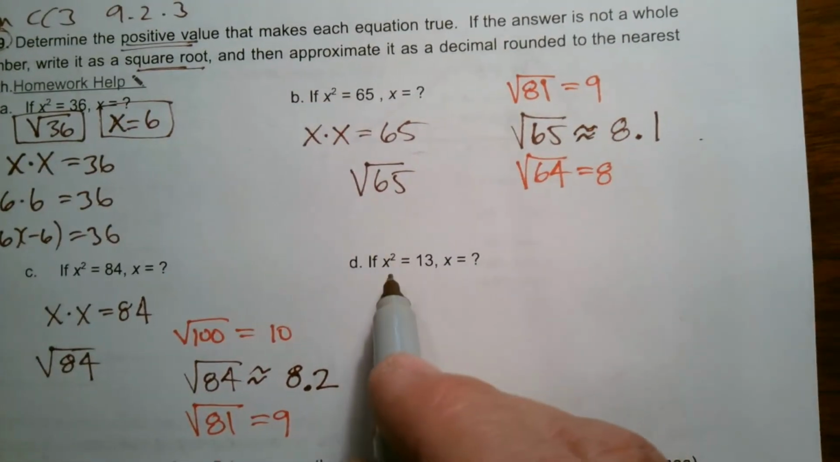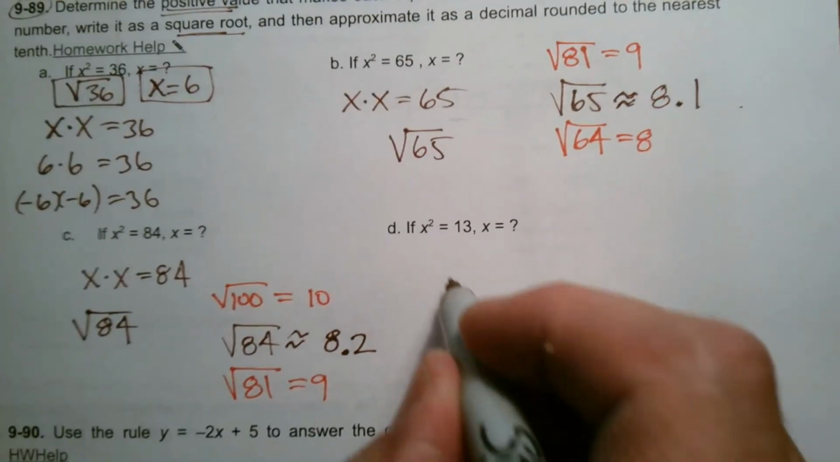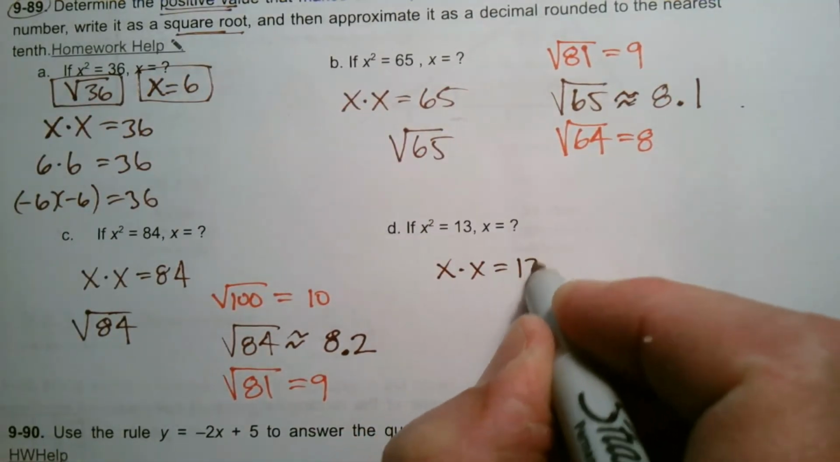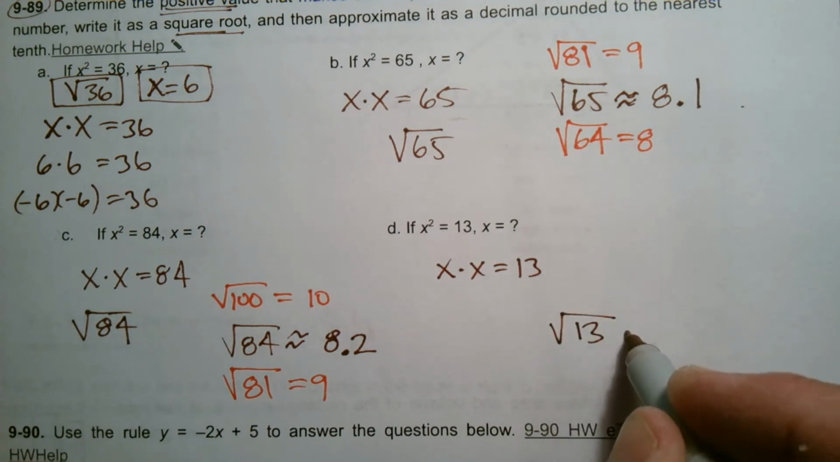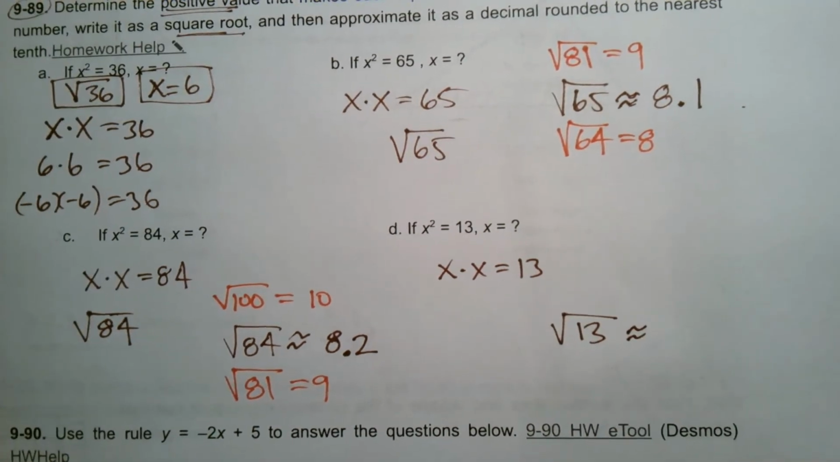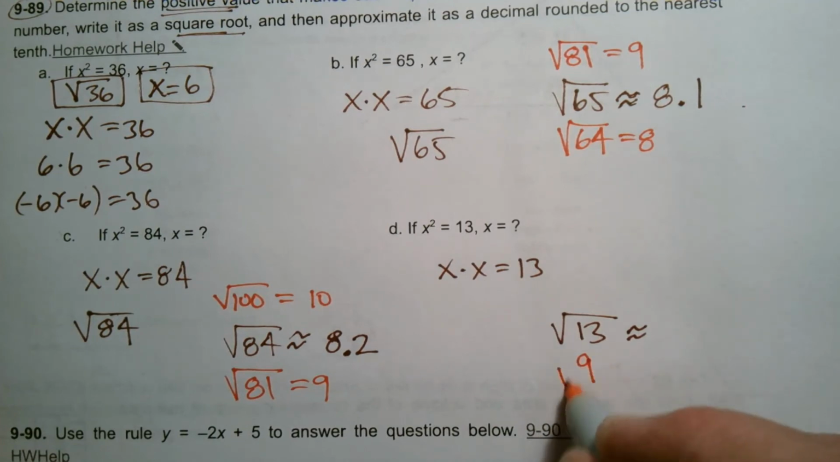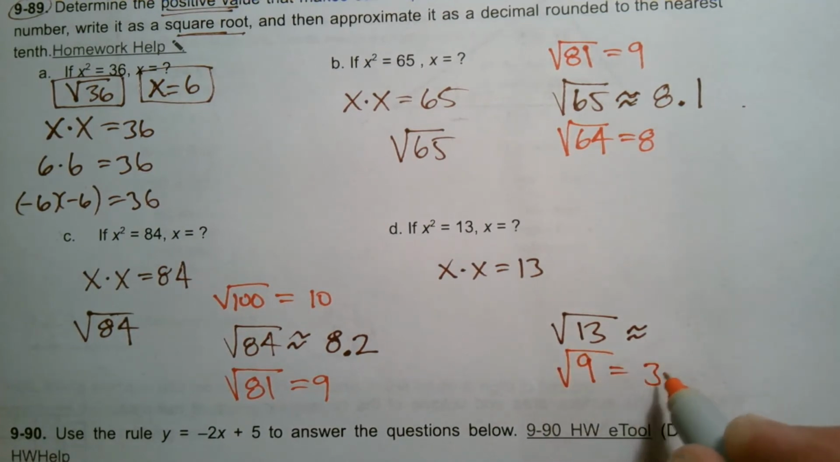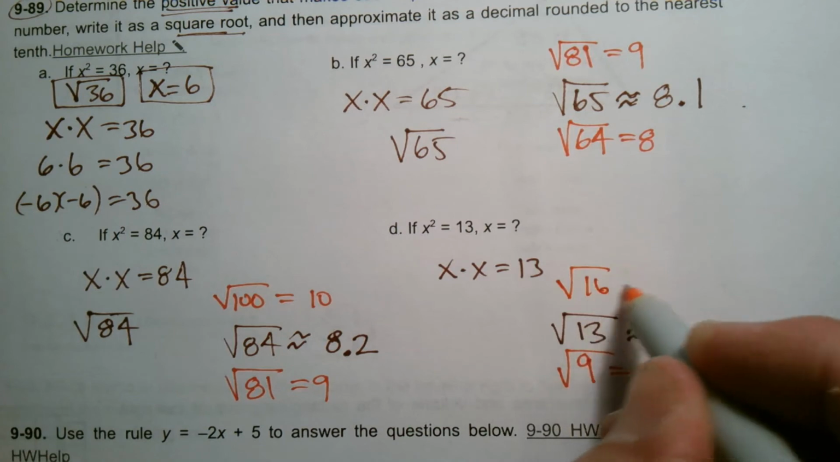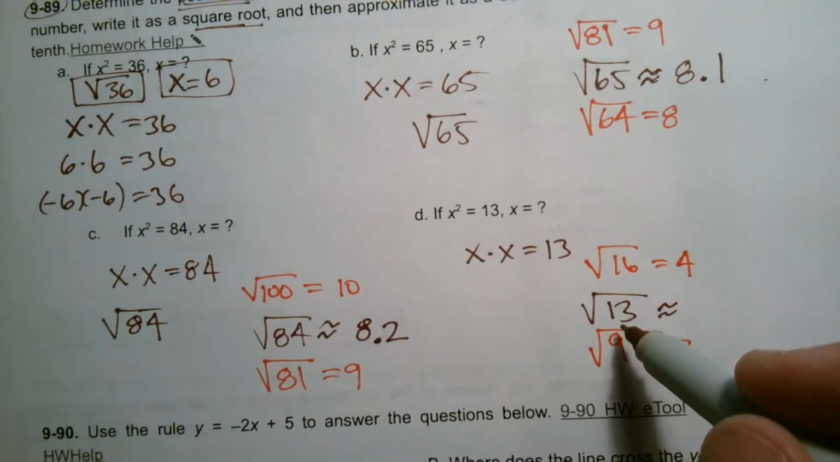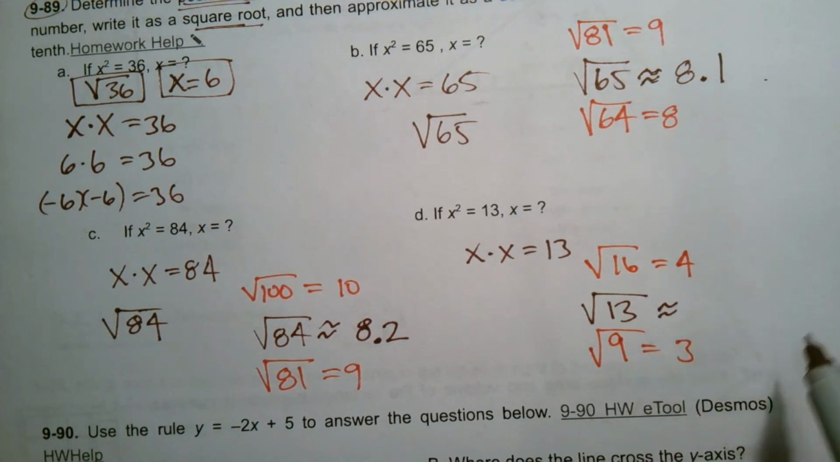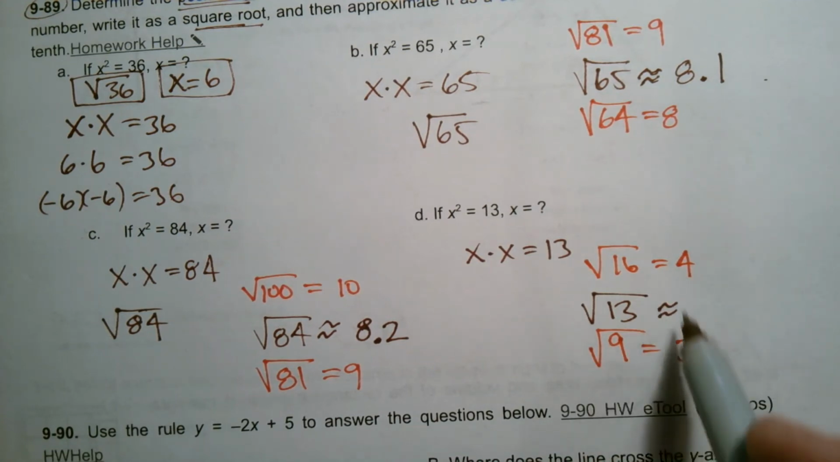Last one, x squared equals 13. What times what is equal to 13? In this case, we figure out the square root of 13. That's what I want to approximate. The perfect square below it is 9, because the square root of 9 is 3, and the square root of 16 is 4. Those are the two perfect squares that 13 is between.